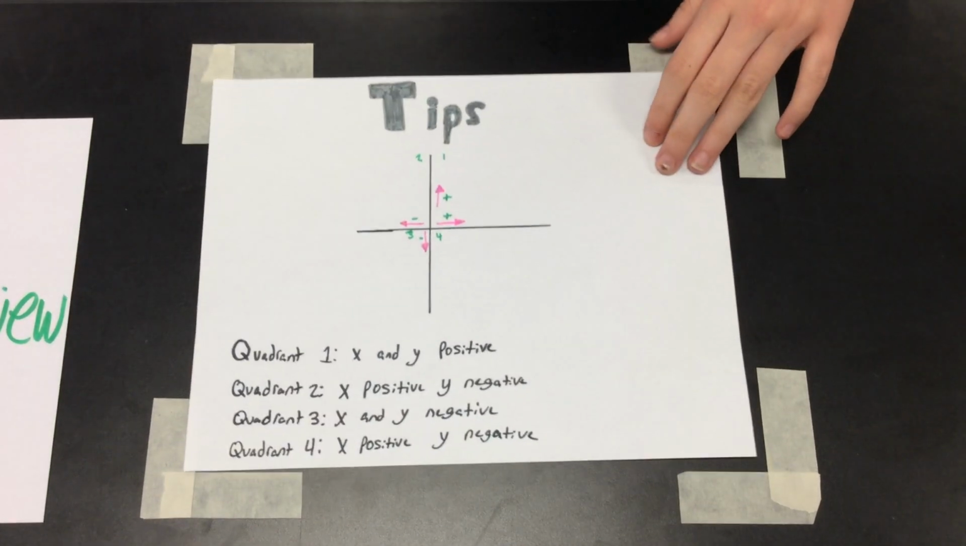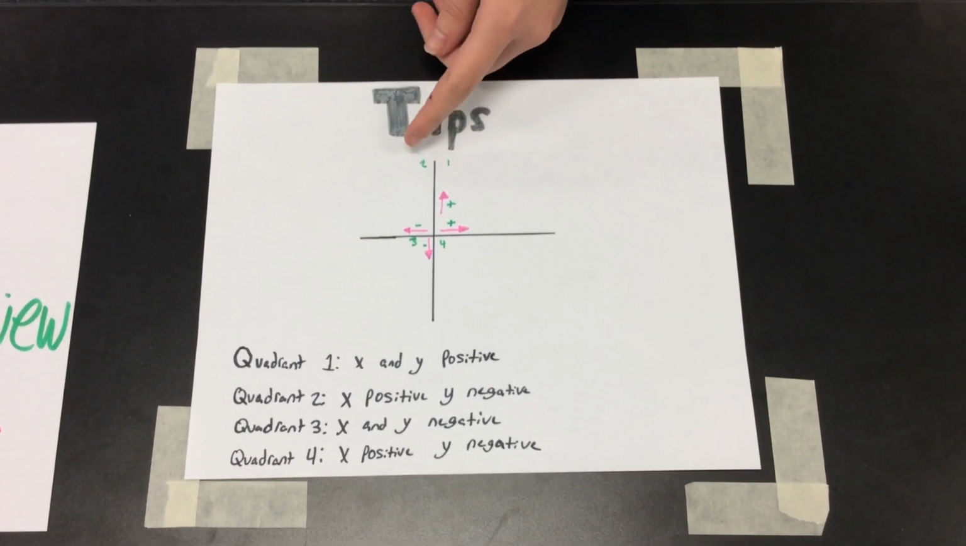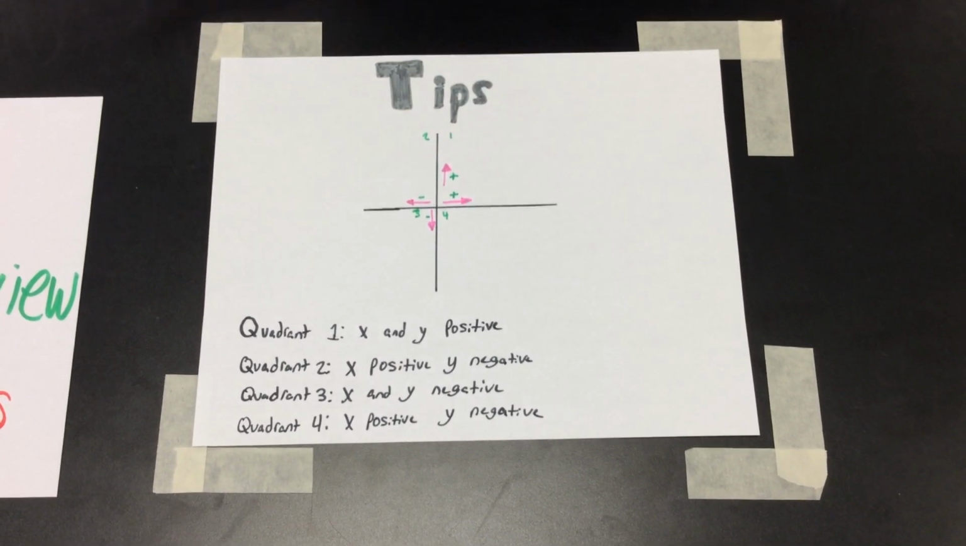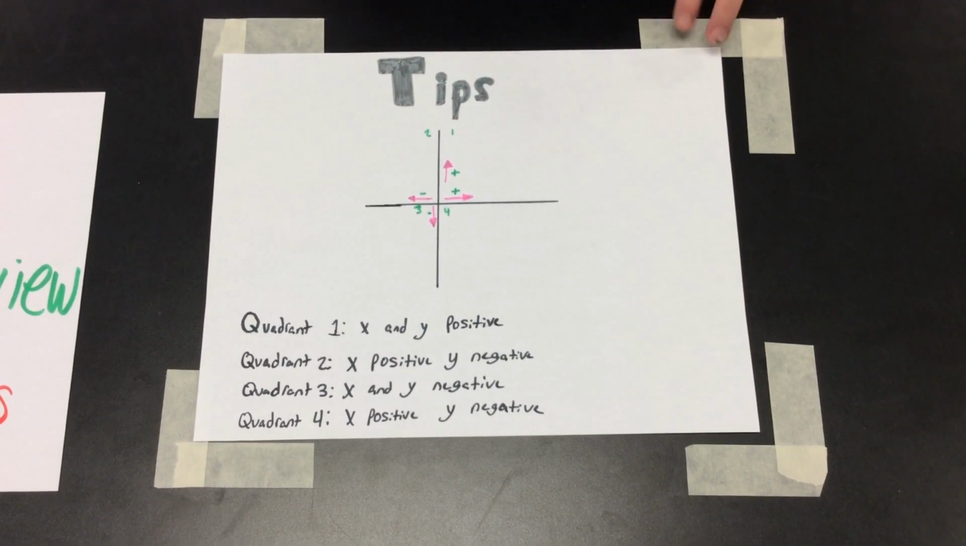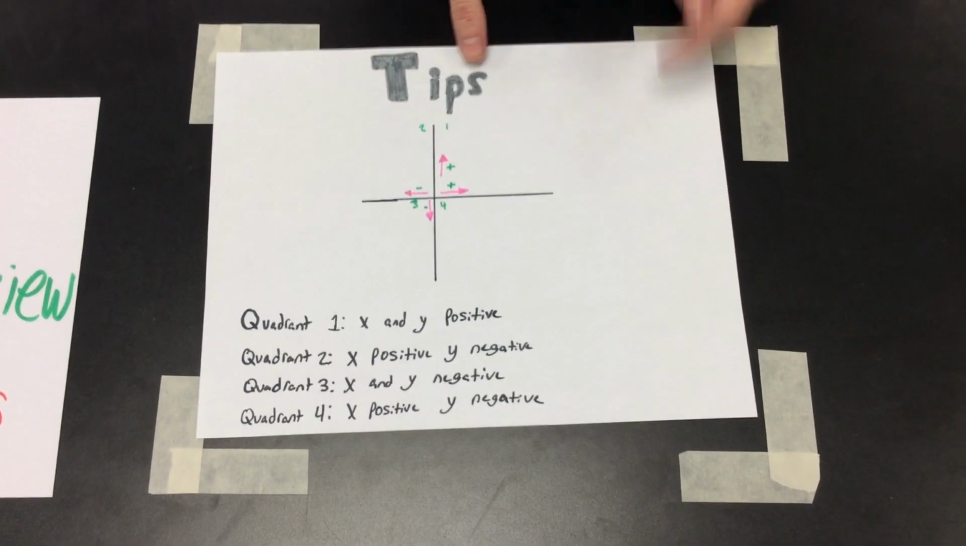Here are some tips. In quadrant 1, as you can see, x and y are positive. In quadrant 2, x is positive and y is negative. In quadrant 3, x and y are negative. And then in quadrant 4, x is positive and y is negative.